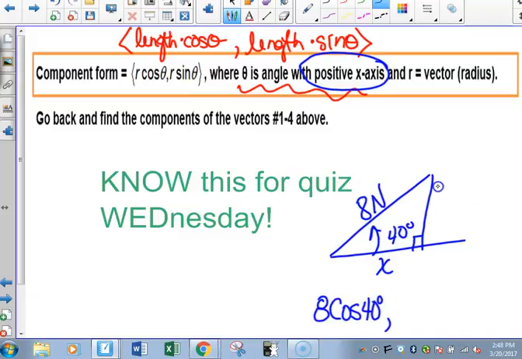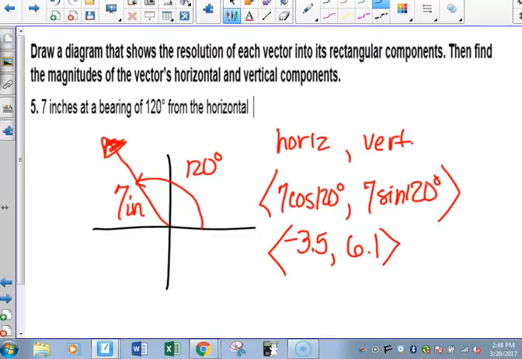And if you're looking for y, then it's opposite over hypotenuse. So you would do the sine of 40 equals y over 8, and you'd multiply by 8 to find y. Okay? This is how you will find the components of any vector. If you take the length of the vector, or the magnitude, and you multiply that times the cosine, that'll give you the x component, and the sine, the y component, as long as the angle you're using is with the positive x-axis.